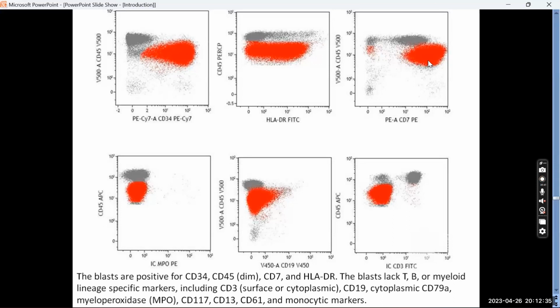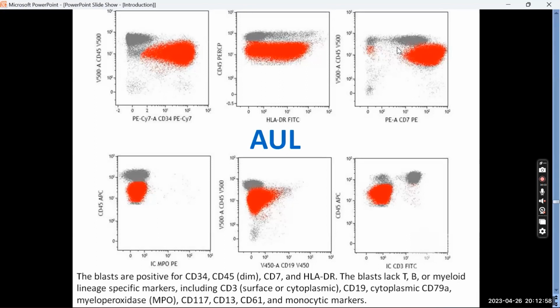But now let me tell you, CD123 is negative, 4 is negative, 56 is negative. Now you tell the diagnosis. Acute undifferentiated leukemia. Perfect. That's great. So this is acute undifferentiated leukemia because you don't have a lineage-specific marker, and it's not fitting into other criteria. So now you want to put this as acute undifferentiated leukemia.